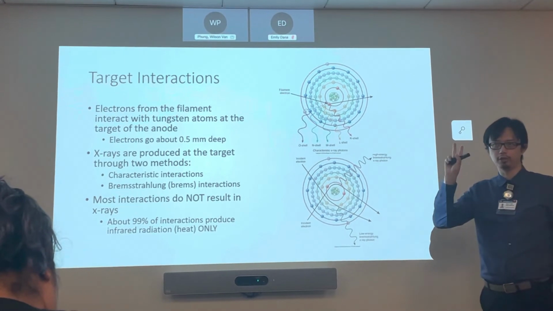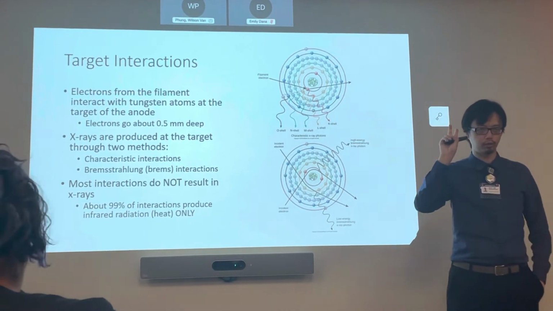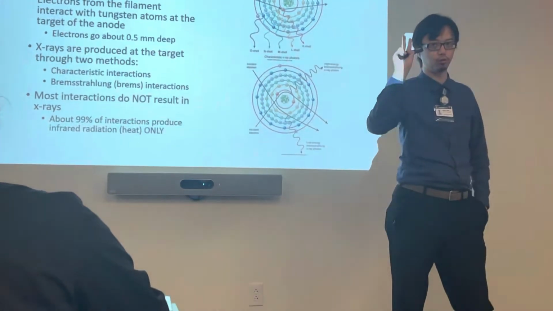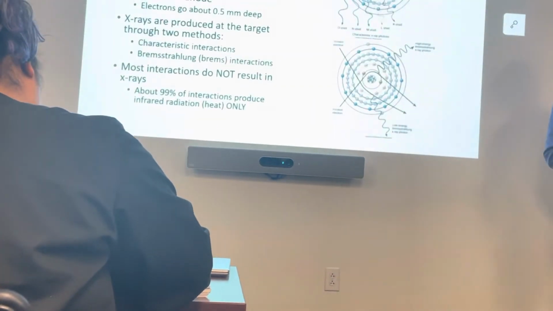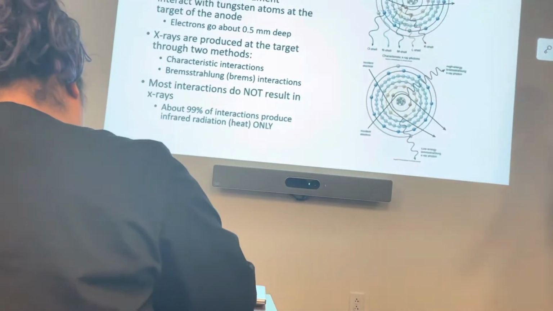There are two things we're going to be talking about, two methods or two interactions. Number one is characteristic, and number two is Bremsstrahlung.